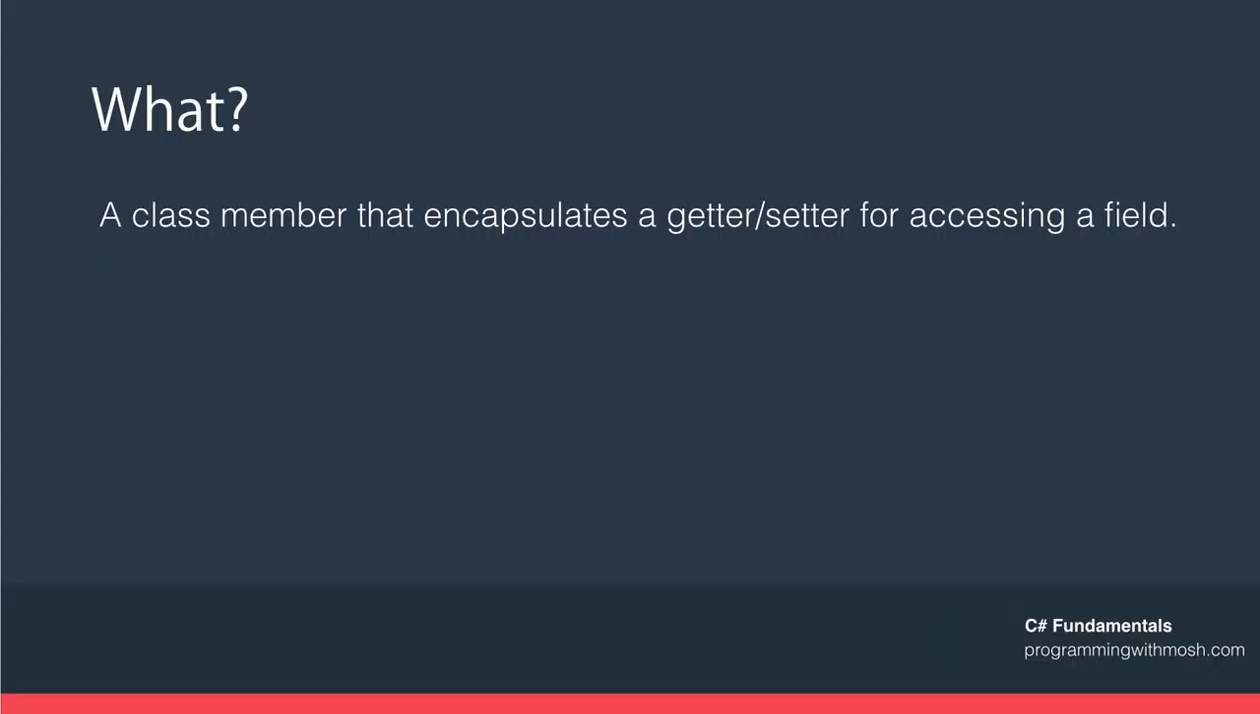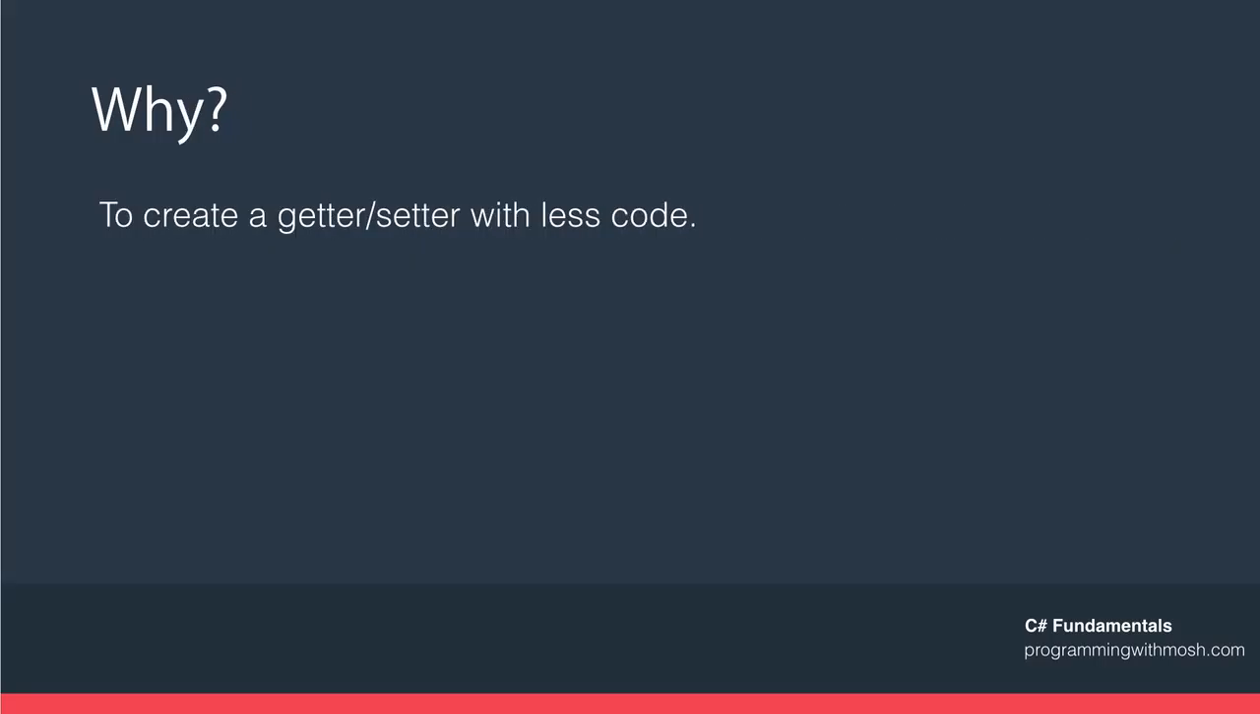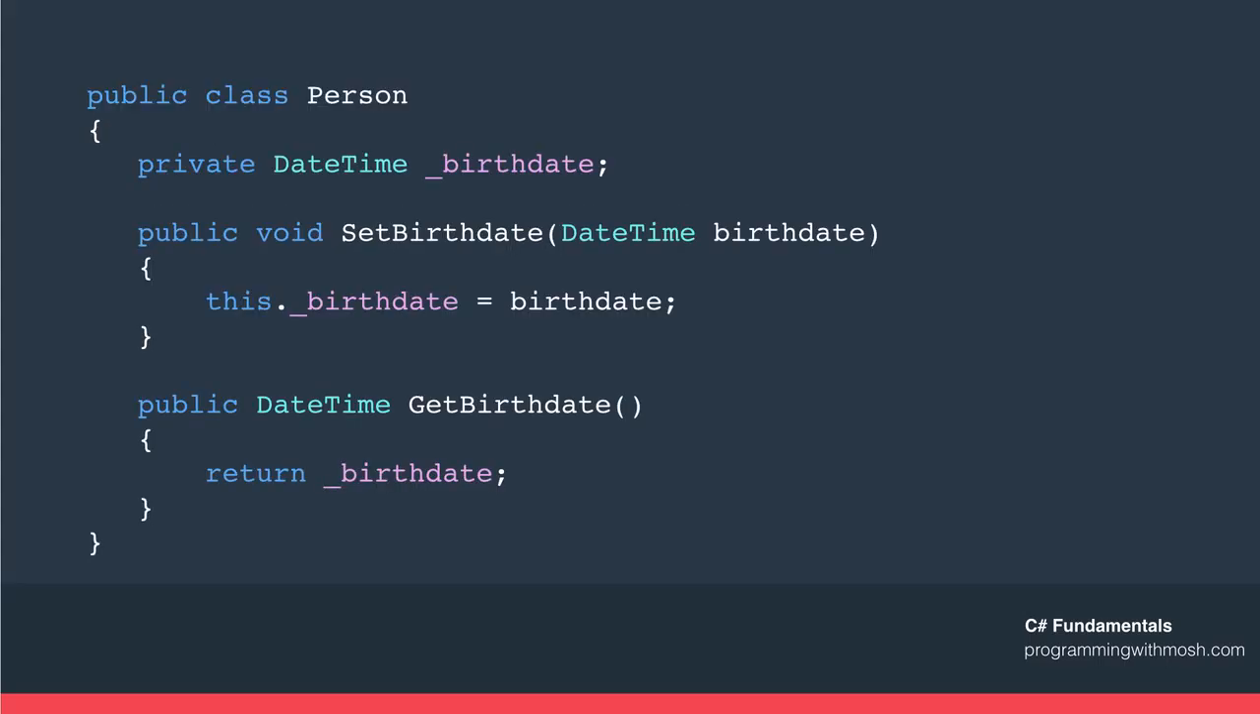A property is a class member that encapsulates a getter and a setter for accessing a field. So why do we need a property? Simply for creating a getter and a setter with less code. So let's see how we can write a property.